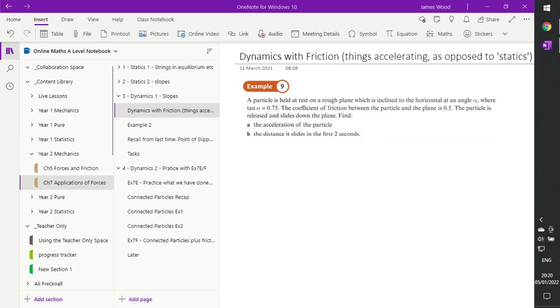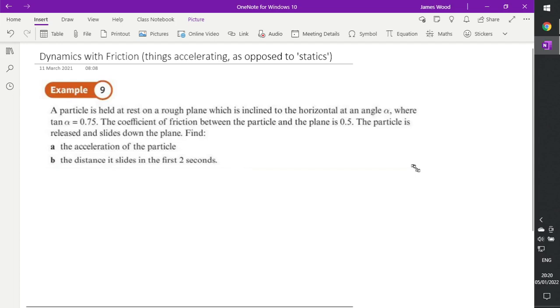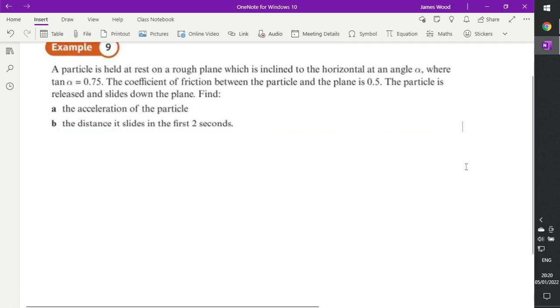In this next lesson, what we're going to look at is still friction on a slope, but this time we're going to look at scenarios that are called dynamics problems, where the object is actually accelerating. The approach is exactly the same, but it's just that the object is accelerating in these scenarios, which makes it a little bit more complicated, but not by much.